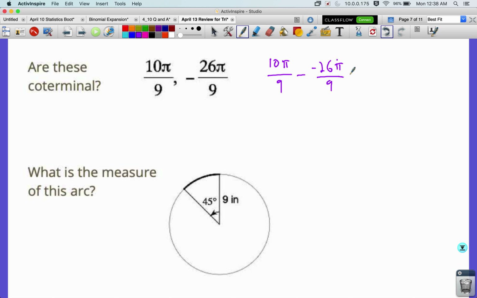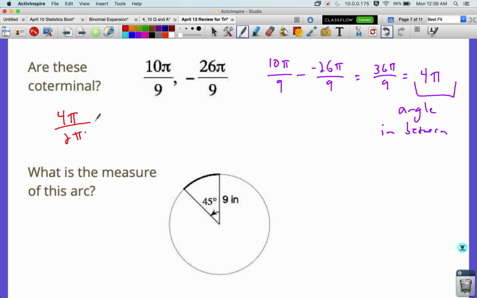All right, so minus a negative becomes a plus, so this becomes a 36 pi over 9, which becomes a 4 pi. All right, so that's the angle in between. Now to figure out if these are coterminal, we have to see if this is divisible by 2 pi. So is 4 pi divisible by 2 pi? That is 2. So this is an integer. So yes, coterminal. All right, these will land at the same terminal side. There's just two full revolutions in between them.